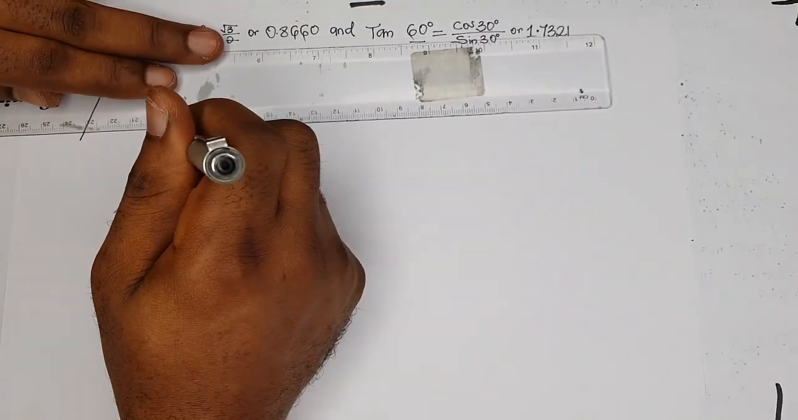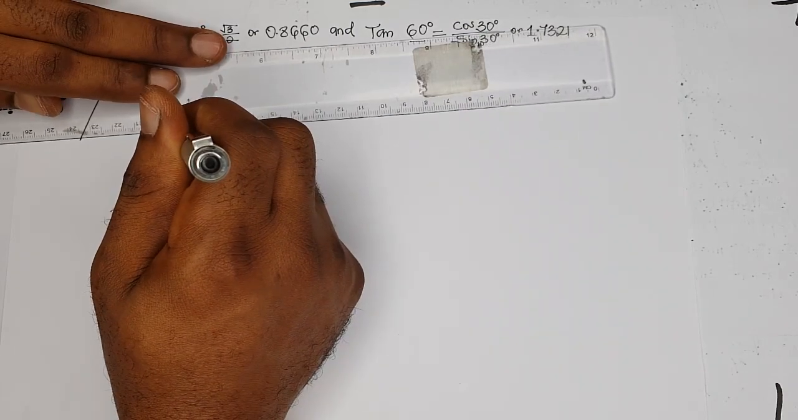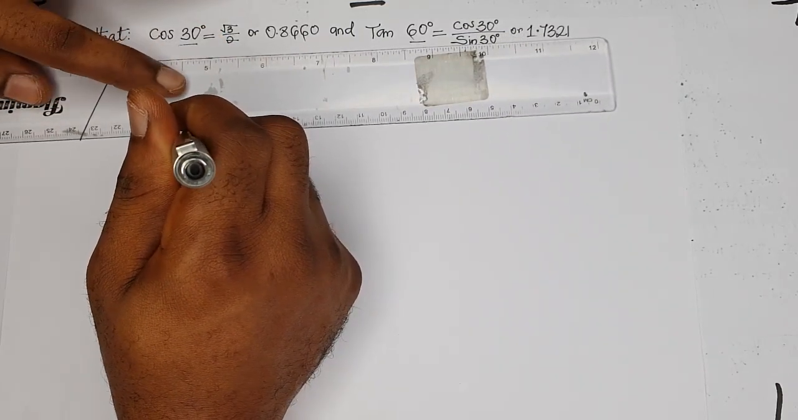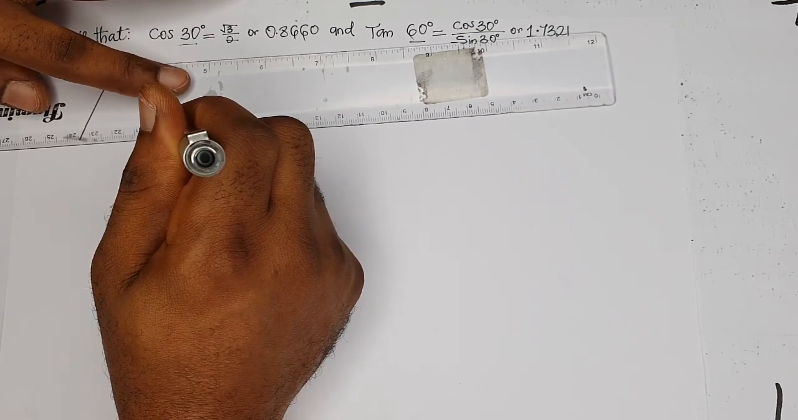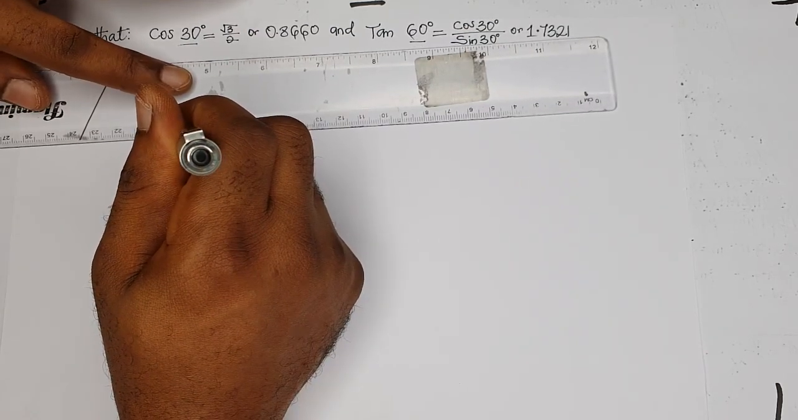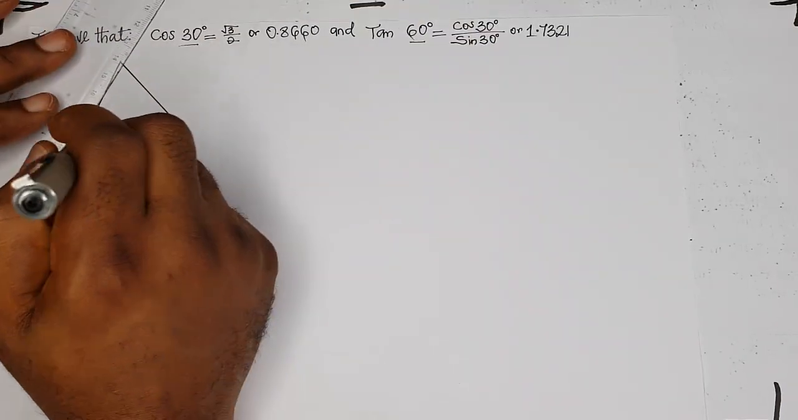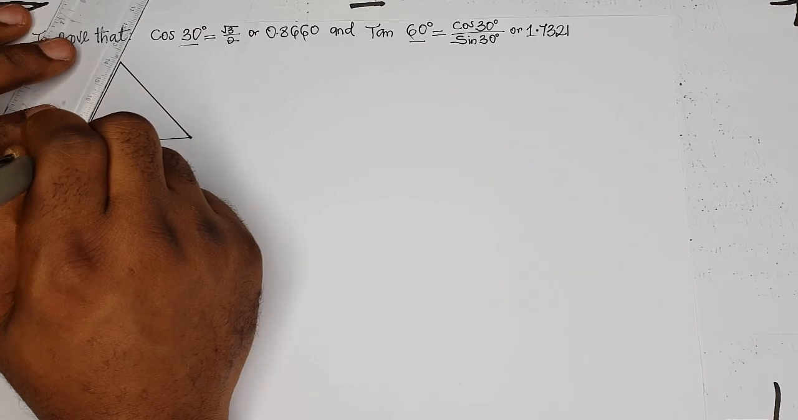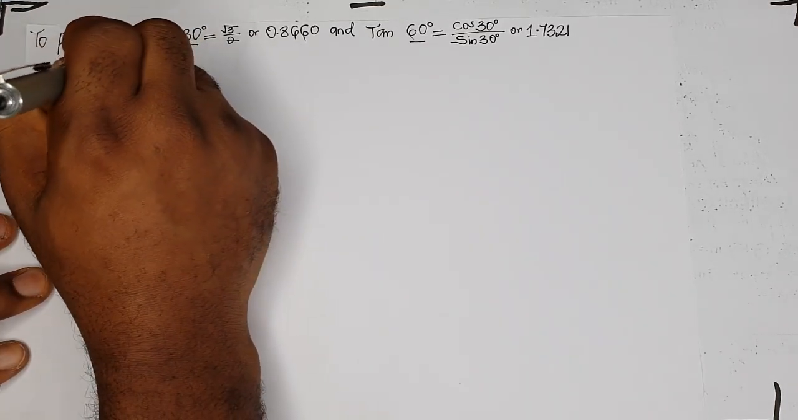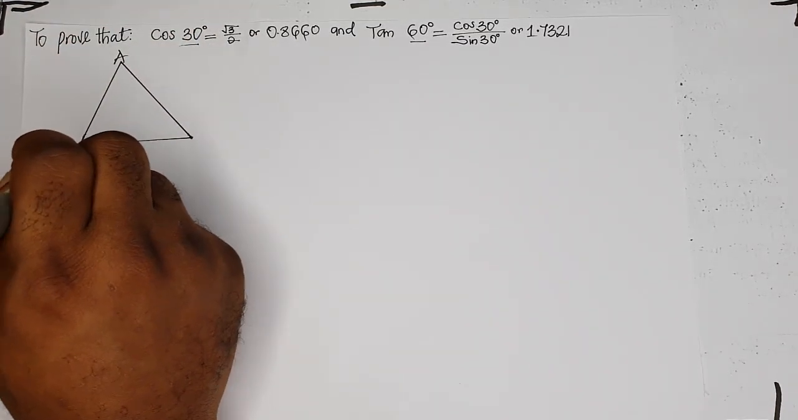Okay, we are going to use this triangle. Please take note, it is not drawn to scale, okay? But we're just going to use this triangle to represent our equilateral triangle. Yes, this should represent our equilateral triangle. Let's call this equilateral triangle ABC.